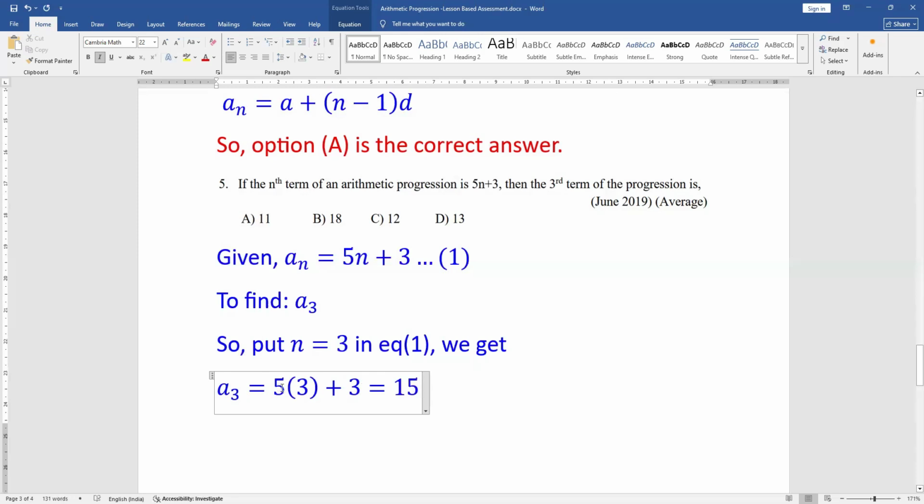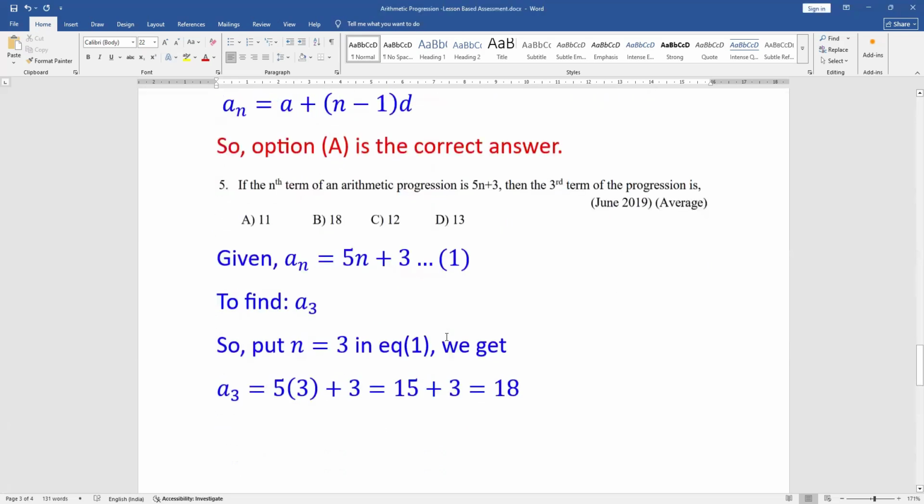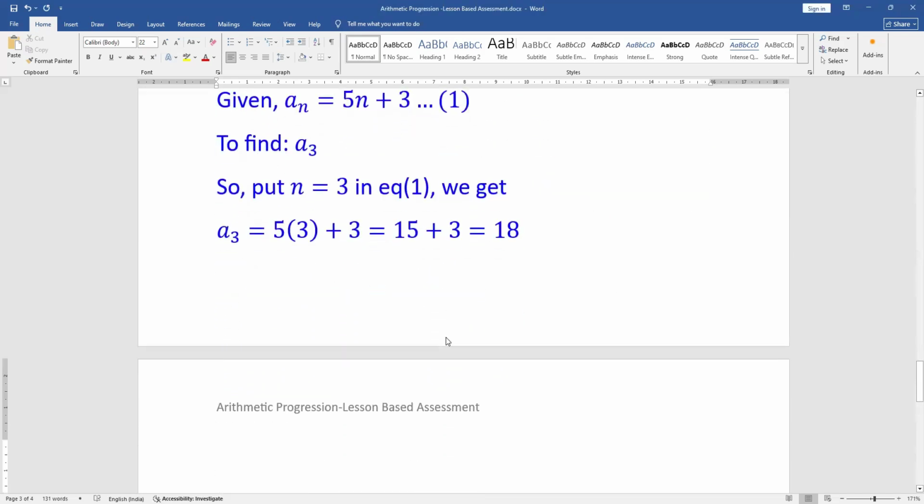See, whenever you have a number followed by a bracket, it is nothing but multiplication. So multiplication is like a sign bracket. So 5 3 is a 15, after plus 3 we get it as 18. Okay, so now 18 is the correct answer. Which option is 18? It is option B, right?